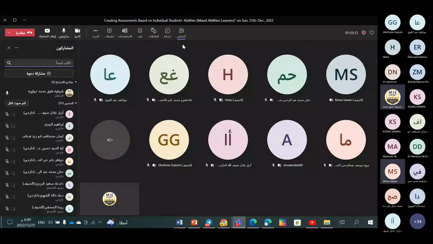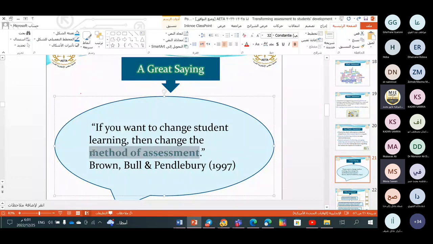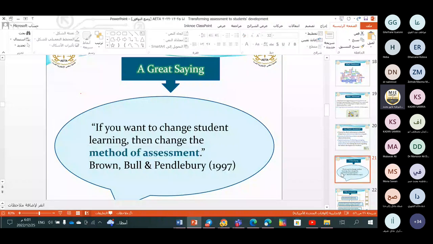We mentioned before we do the differentiation. So that every student gets their right in the method of assessment. Yes, to suit your students' levels, methods, abilities, preferences, etc. Yes. Thank you very much.